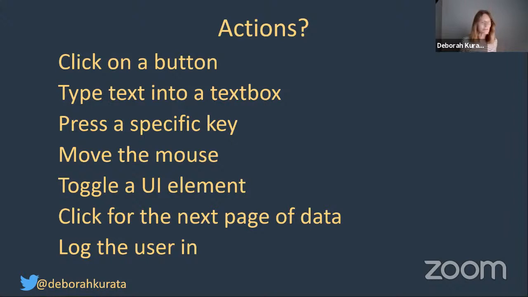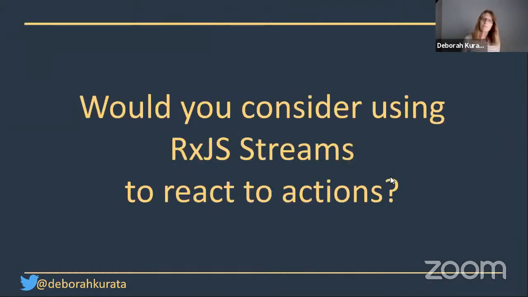You type text into a text box that is maybe search text, and you then are going to run a search. You toggle a UI element, you click for the next page of data, and you expect that next page of data to come. You log a user in, and so you suddenly change the UI based on that user, by their preferences and by what they're allowed to access. Would you consider using RxJS streams to react to those actions? Hopefully the answer is yes.